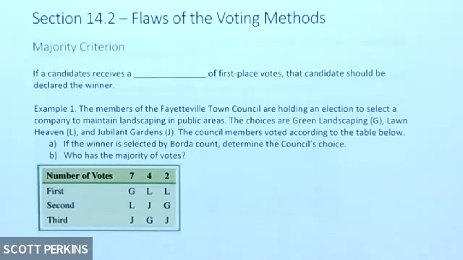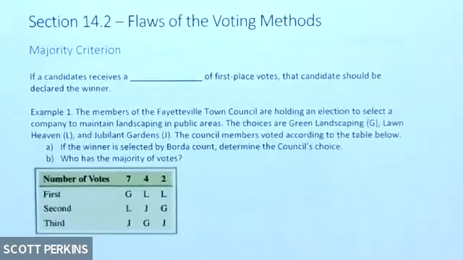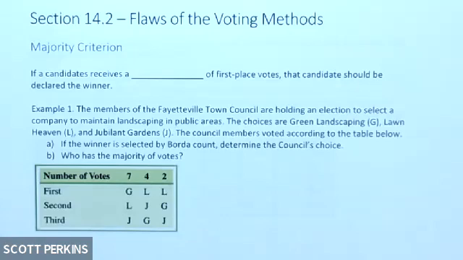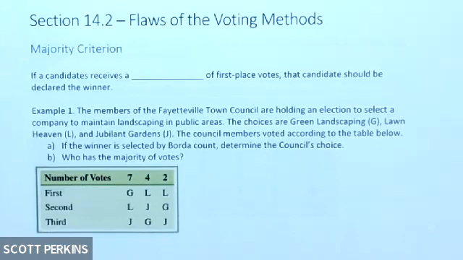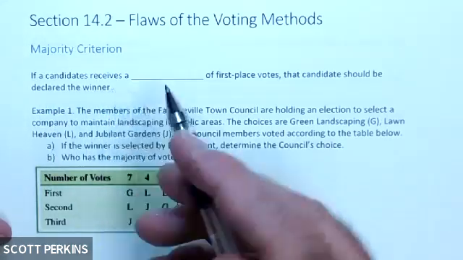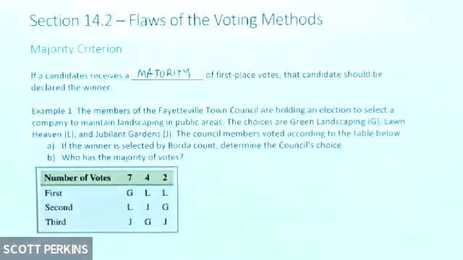Okay, so there are some mathematical contradictions that can sometimes happen in voting. That's what we're going to talk about today. There are 3 flaws that we're going to talk about to go with our 3 types of voting. The first one's called the majority criterion. What we hope for in any sort of vote or election is that if a candidate receives a majority of the first place votes, that candidate should be declared the winner.